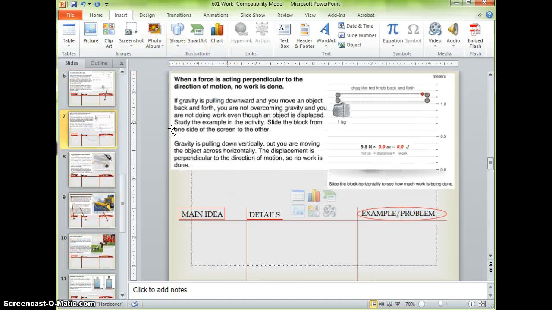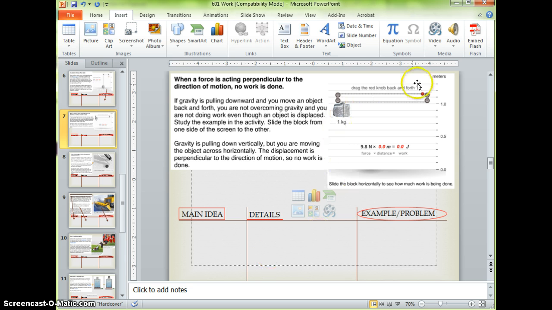Now the difference is, when we're talking about work against gravity, remember I said things have to go straight up and down? So your main idea here is work against gravity, and your detail is objects have to go straight up or down for work to be done, but objects that go side to side, no work is done by gravity. When objects go side to side, no work is done by gravity.